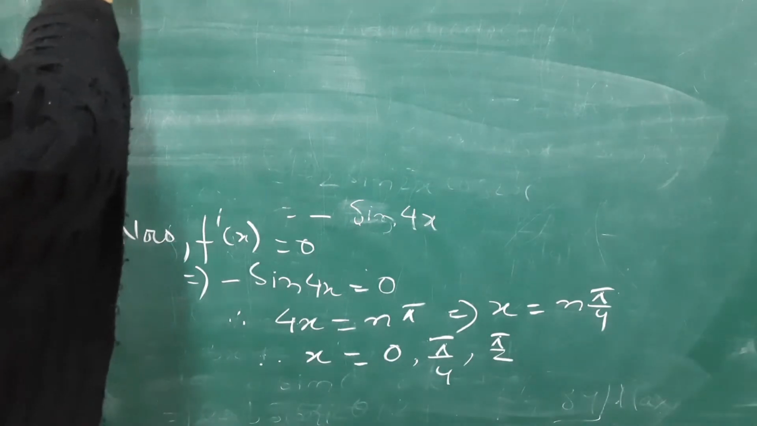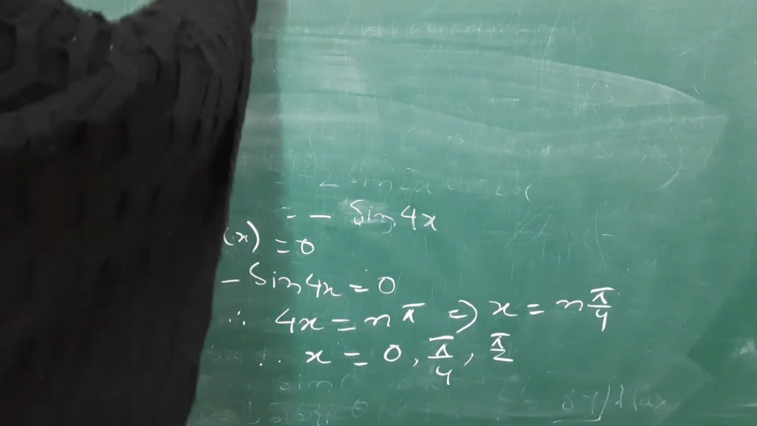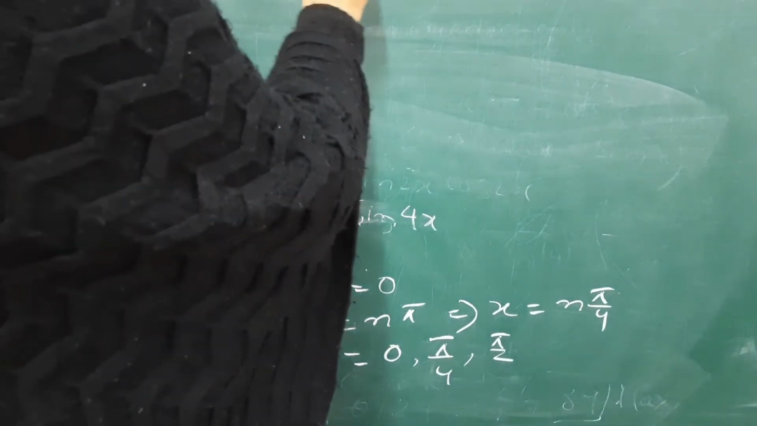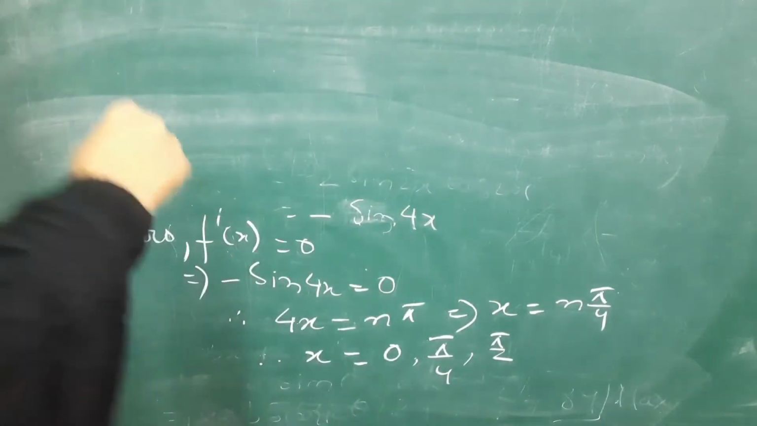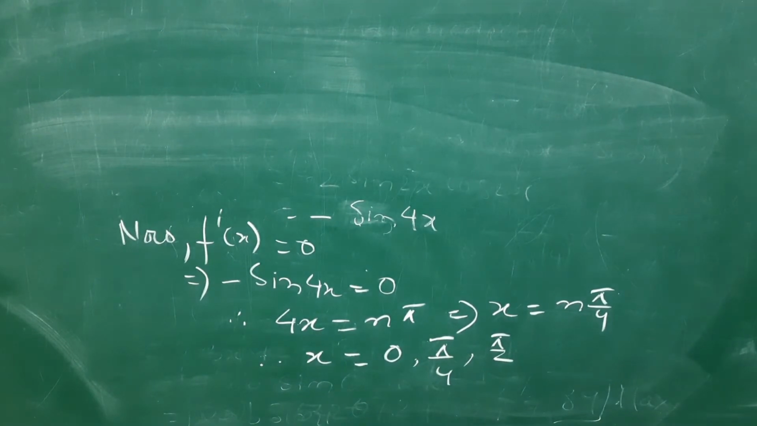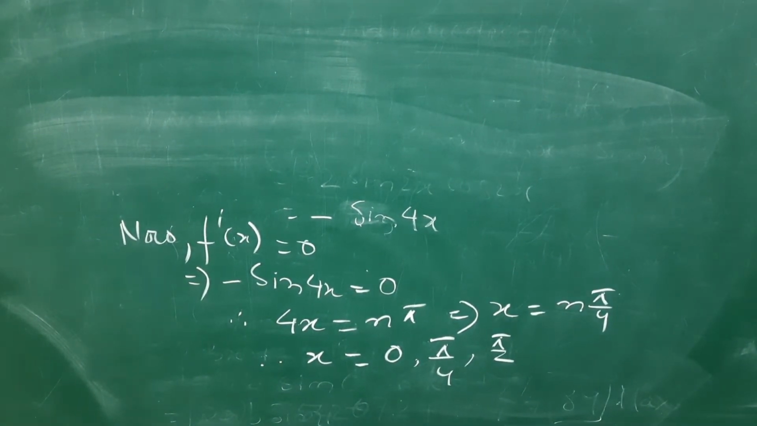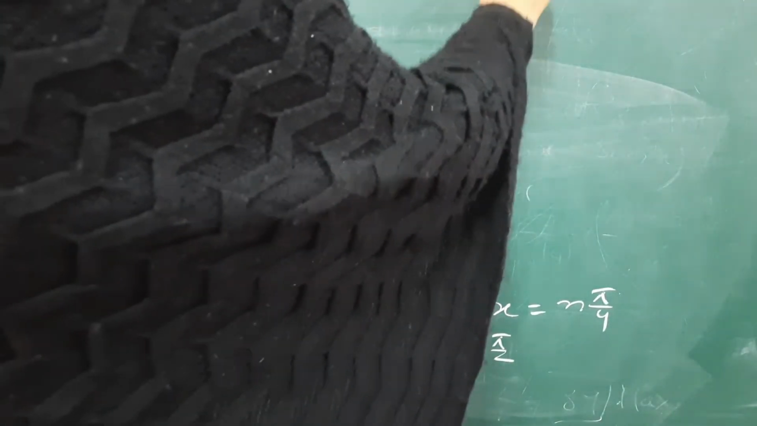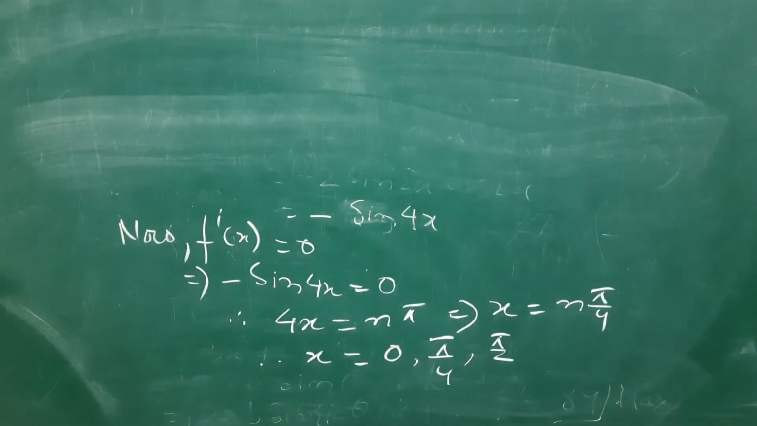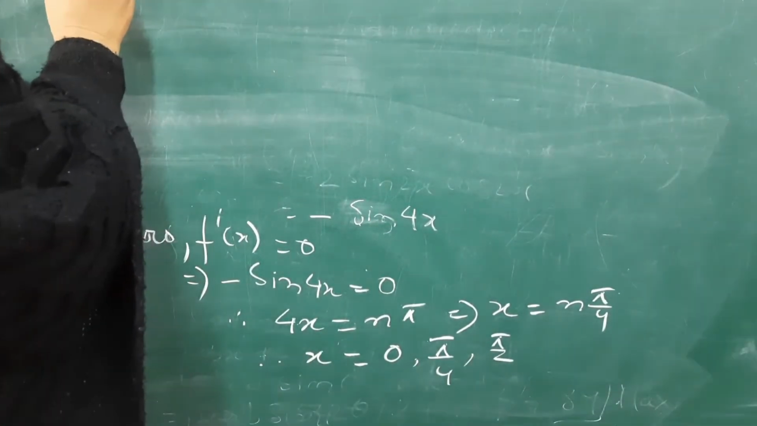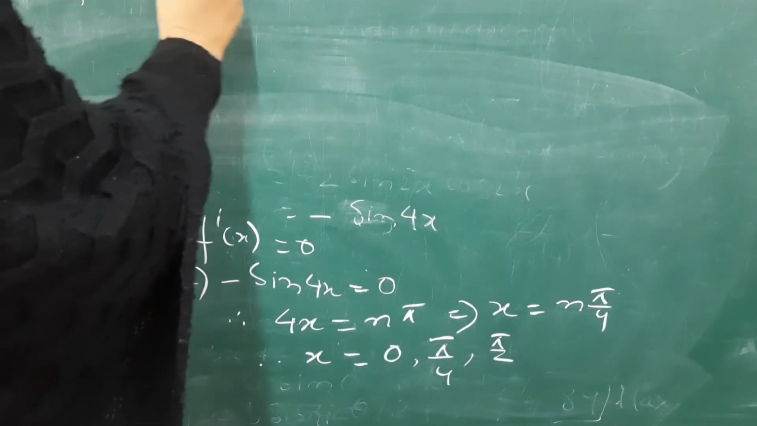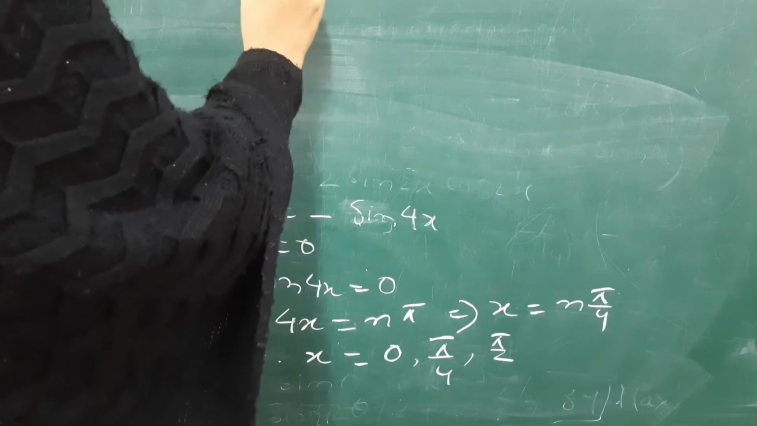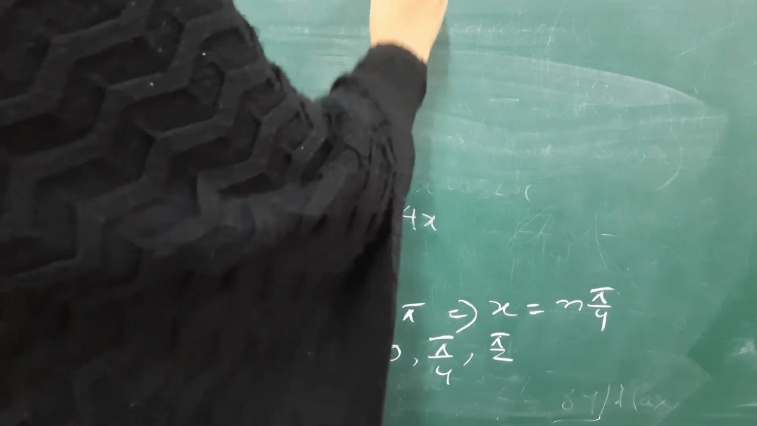So in between 0 to pi by 4, what is minus sin 4x? Is it coming positive or negative, that you have to decide. In this interval 0 to pi by 4, minus sin 4x is less than 0. Therefore, f(x) is strictly decreasing.